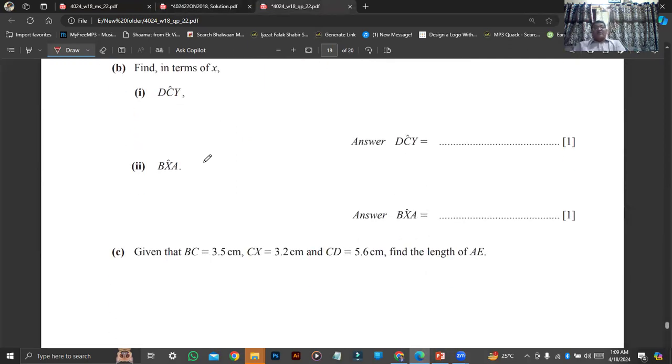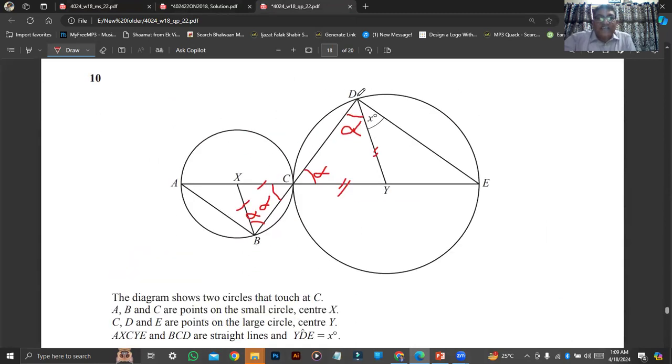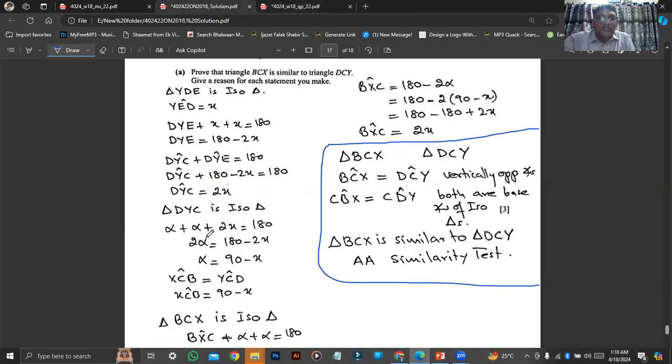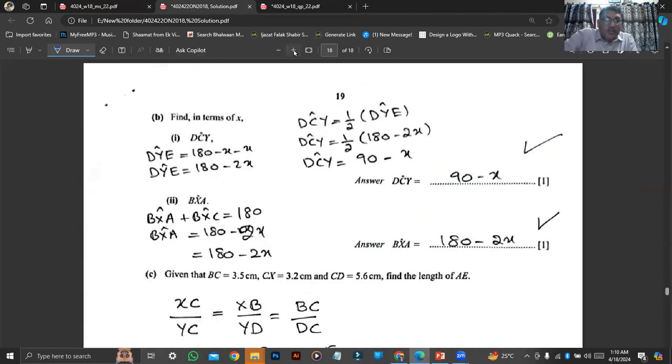He says find in terms of x the angle DCY. So they want me to find out the angle DCY. Which angle do they want? D, C, and Y. Okay. So if this angle is x, then this is also a radius, and this angle will be x. Then I can find this angle from here, and half of this angle will be this angle. Okay, so let me show you how I have done this. The angle DYE is 180 minus 2x.